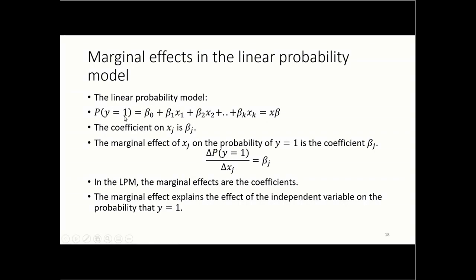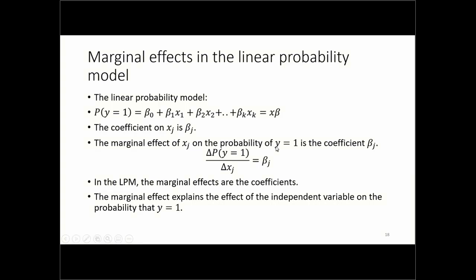In the linear probability model that we have here, we have the probability of y equals 1 equals x beta. So here, the coefficient on xj would be beta j. We're working here with generic coefficients. What we are saying is that the coefficient on x1 is beta 1, the coefficient on x2 is beta 2, the coefficient on xk is beta k. So we're working with each and any of these coefficients. This is a more generic notation.